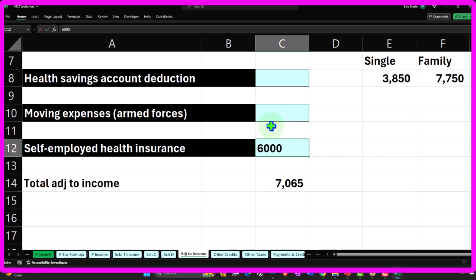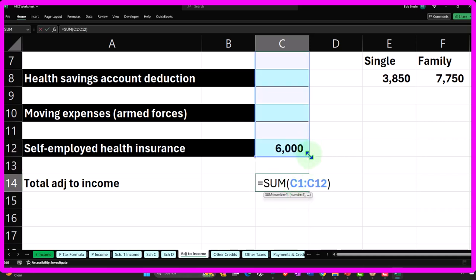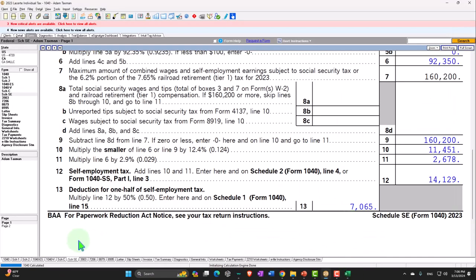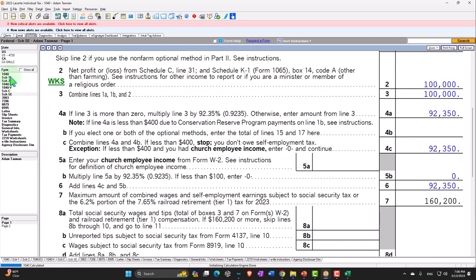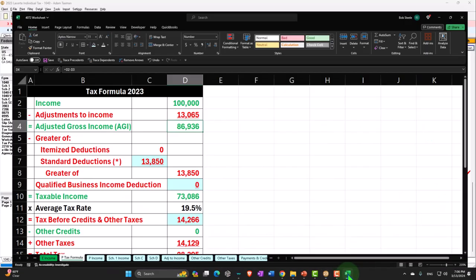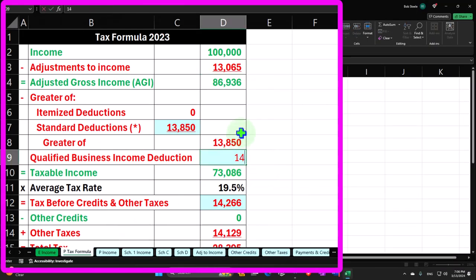And so this is going to be 6,000. And then let's add this in. So that's going to be the 1,365, which is pulling into the first page. So there's our 100,000, 1,365 above the line deductions, gets us to the 86,936. So let's check that out. This is not where I want to be, but boom. So we're at the 86,936, 13,850 for the standard deduction. And then I'm just going to let the software calculate this 14,617. So we'll say qualified business income deduction, 14,617. We'll possibly talk more about that later when we get to the Schedule C.